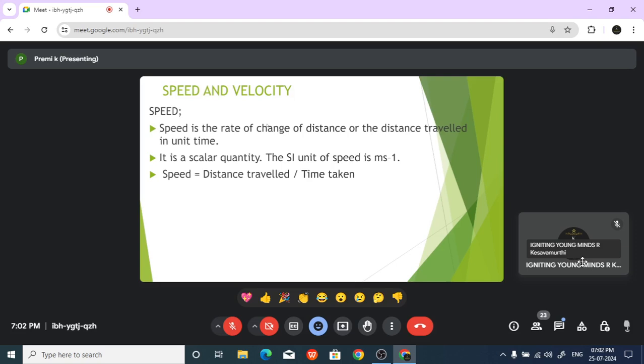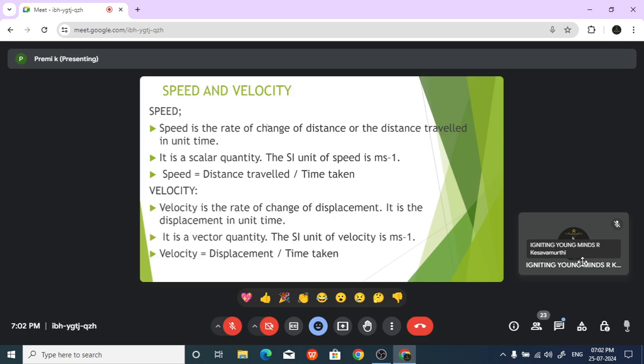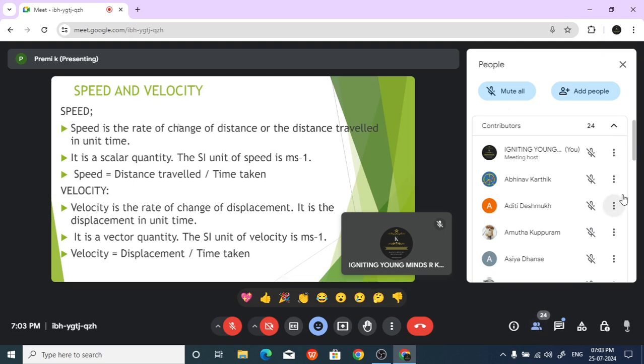Now let us move to velocity. Velocity is the rate of change of displacement, because distance is a scalar quantity and displacement is a vector quantity. That minute difference is all we have to note. It is the displacement in unit time. It is a vector quantity. The SI unit of velocity is meter per second. Velocity is equal to displacement per time taken.